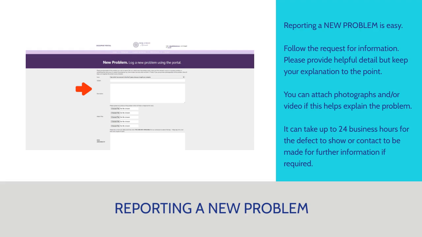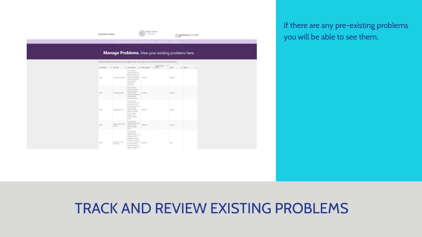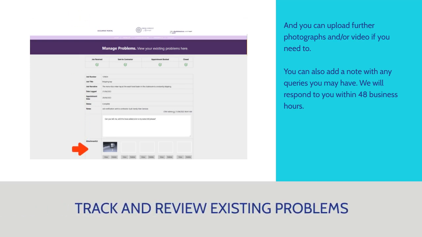If there are any pre-existing problems, you will be able to see them. If you need to contact us to discuss a job, now you can quote the job reference number. And you can upload further photographs and video if you need to. You can also add a note with any queries you may have.